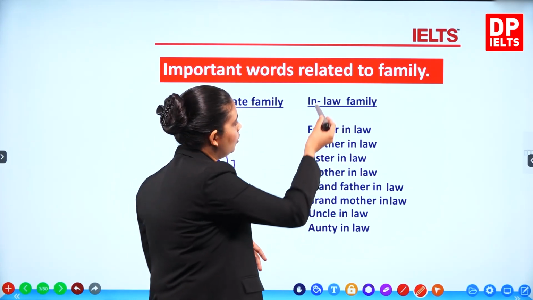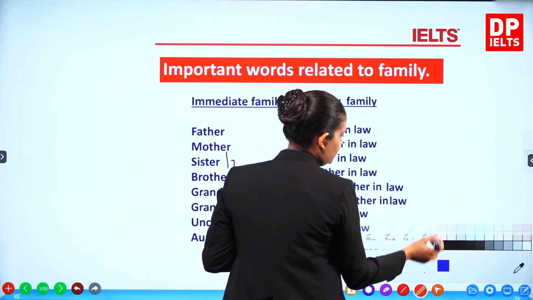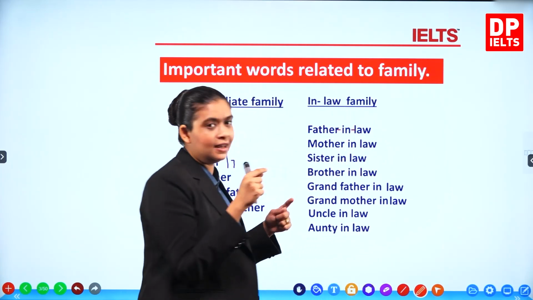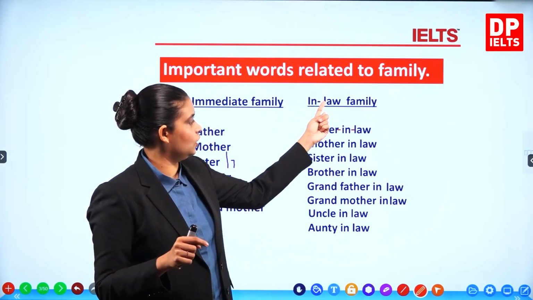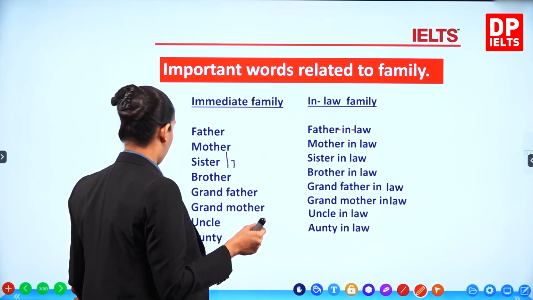Father-in-law. Now, in-law means you can have this one like this. Okay, let me just change the color. In-law. You can have that little line there. That's why I have put in-law here. Okay, so usually it's a hyphenated word.